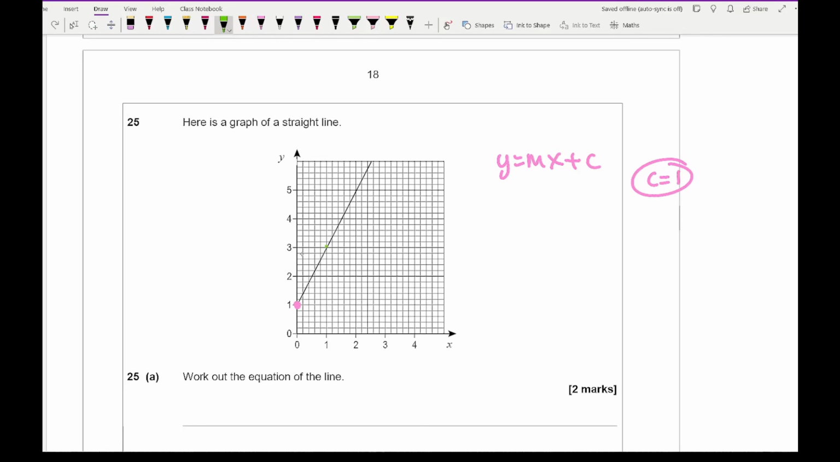If I pick and draw my triangle, I've got a height of 2 and a width of 1. So here m equals 2 divided by 1, which is 2. So m equals 2. Then substituting each of those into y equals mx plus c, we get y equals 2x plus 1.